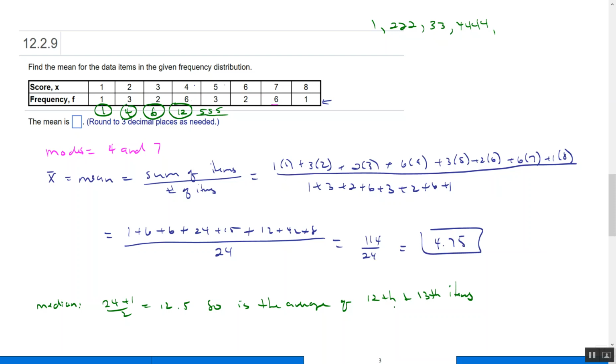So if I need the average of the 12th and the 13th, it's going to be a 4 and a 5. So the median is going to be 4 plus 5 over 2, so 4.5. And that'll be the median for this frequency distribution.